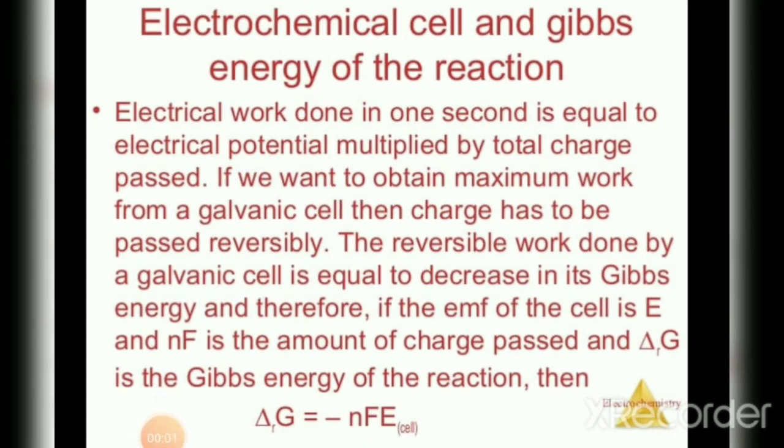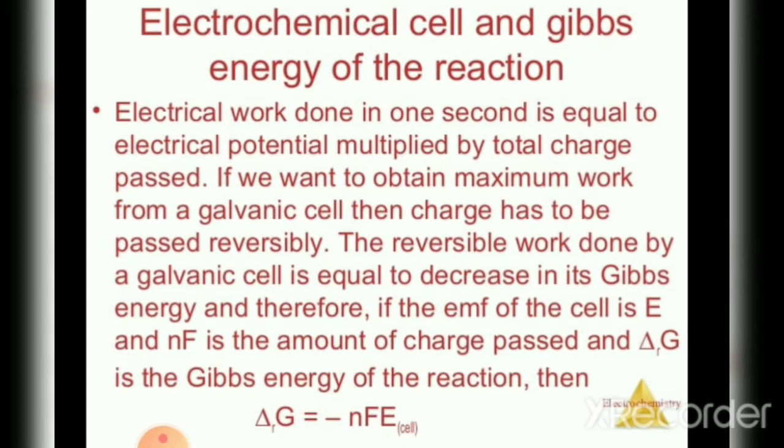Electrochemical cell and Gibbs energy of the reaction. Electrical work done in 1 second is equal to electrical potential multiplied by total charge passed. If we want to obtain maximum work from a galvanic cell, then charge has to be passed reversibly. The reversible work done by a galvanic cell is equal to decrease in its Gibbs energy.